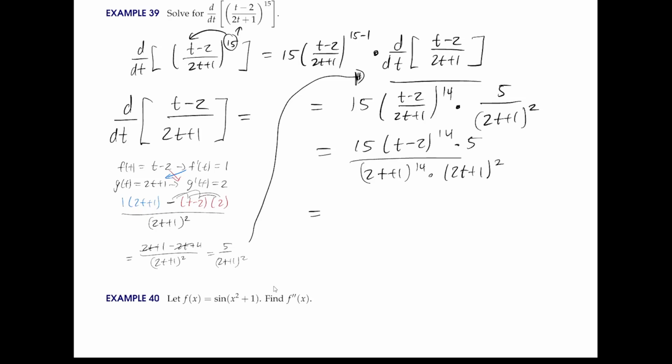And so finally, 15 times 5 is 75. (t minus 2) to the 14 all over. I have (2t plus 1) to the 14 and (2t plus 1) to the second. I'll add the exponents on 2t plus 1. 14 plus 2 is 16. Okay, so that would be the final answer.